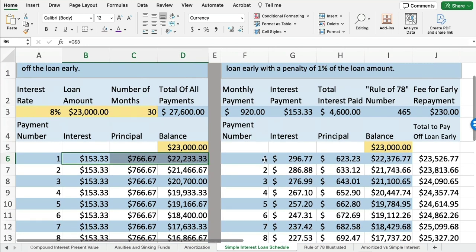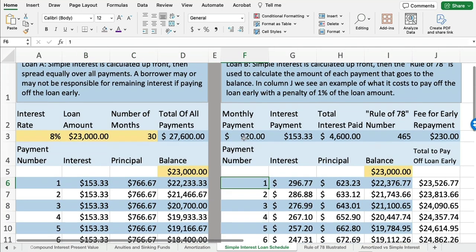For loan B, again, we have payment numbers going down, and we just keep in mind that our monthly payment for both of these is $920. So together, the interest and the principal has to equal 920 in both of these cases. So when you add 153.33 plus 766.67, you should get 920. And then over here, when we add 296.77 plus 623.23, add those two numbers up, you should get $920 as well.